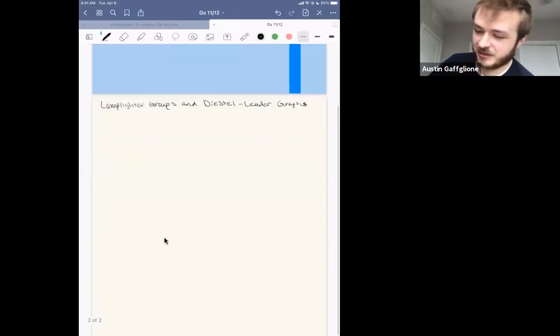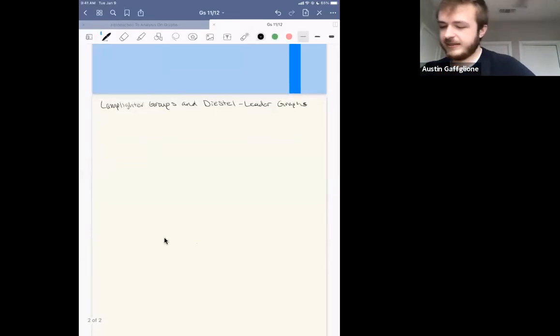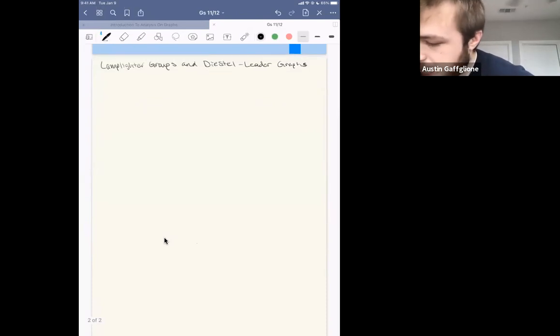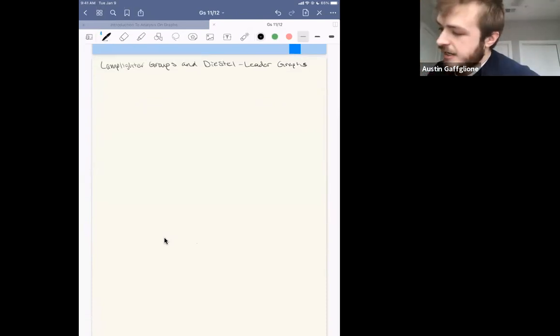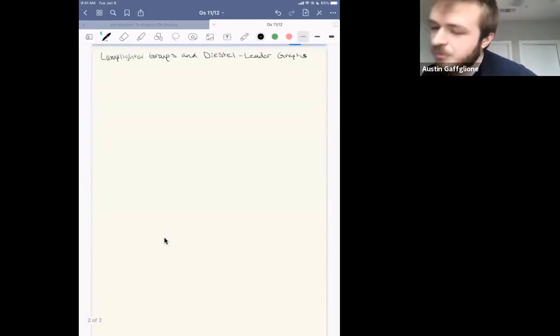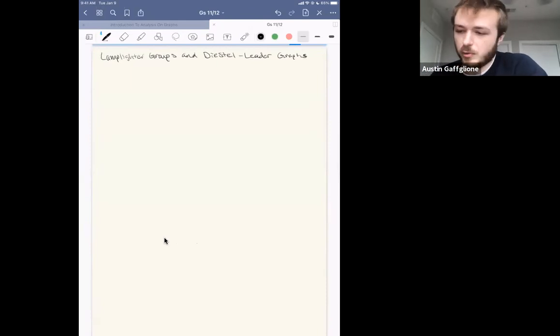Okay, there we go. So today I'm going to talk about Lamplighter groups and Diestel-Leader graphs. They are nice little constructions people might talk about in geometric group theory. But before we construct these, we actually want a motivation. Why are Lamplighter groups and Diestel-Leader graphs important? So we offer some motivation.